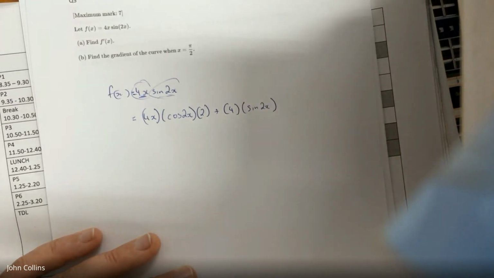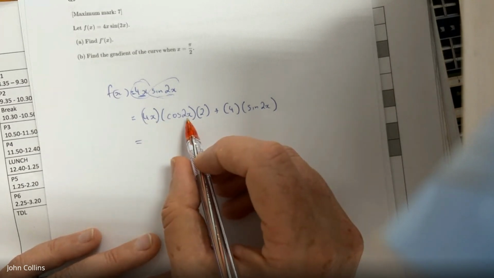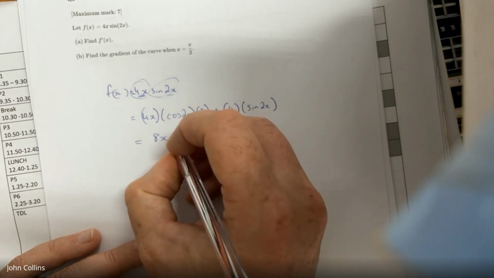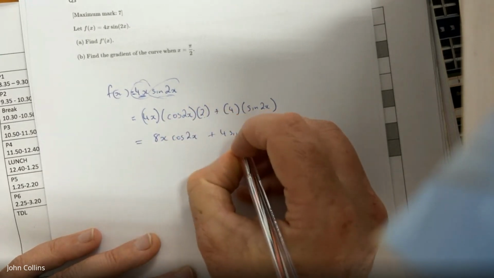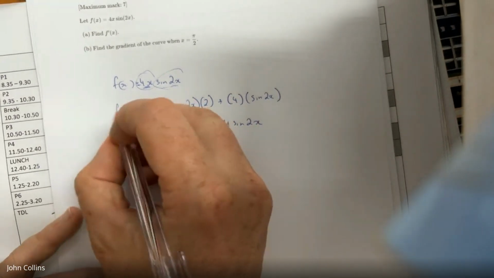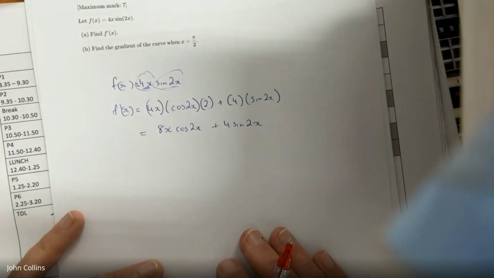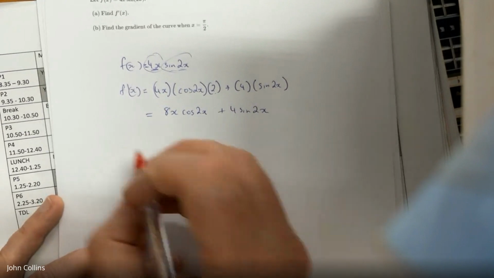Okay. I then would multiply out anything I can. So I have 8x here from the 2 times 4, cosine 2x plus 4 sine 2x. And that's as much as I need to do. So that's the first derivative. Perhaps you can tidy that up a little bit, but I won't, because I'm going to do part B first.